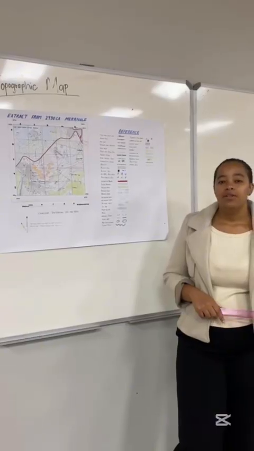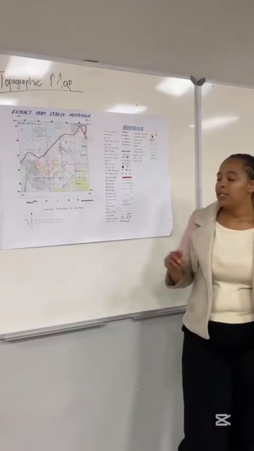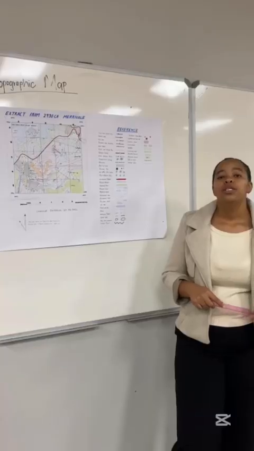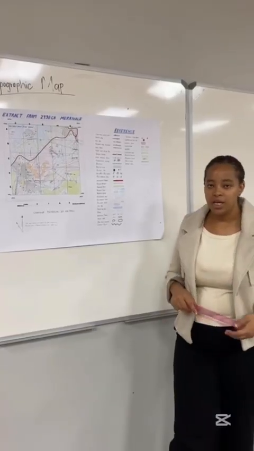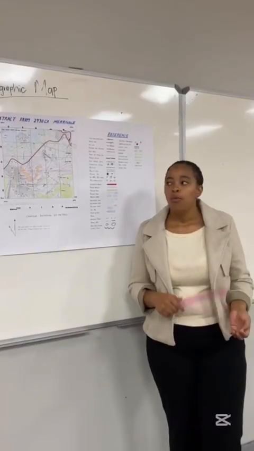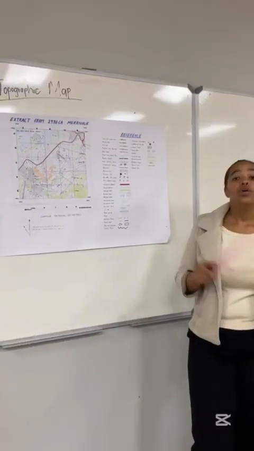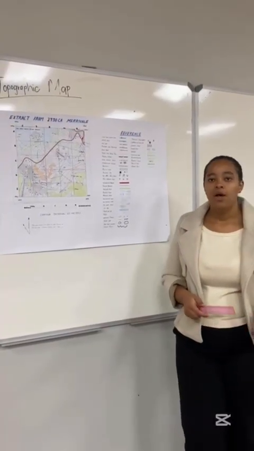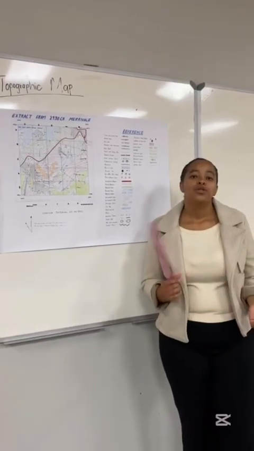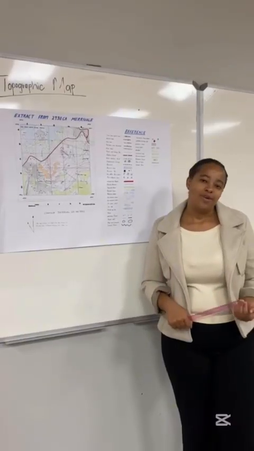Towards the end of this lesson, you will be able to read contour lines and identify heights on a topographic map using height indicators such as spot heights, trig beacons and benchmarks. You'll also be able to calculate gradient, which helps us determine whether the land has a steep or a gentle slope. So buckle up your seats because the land is about to rise.